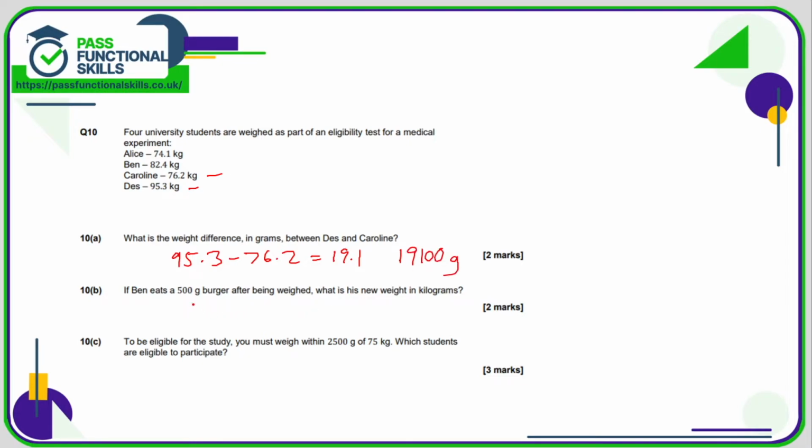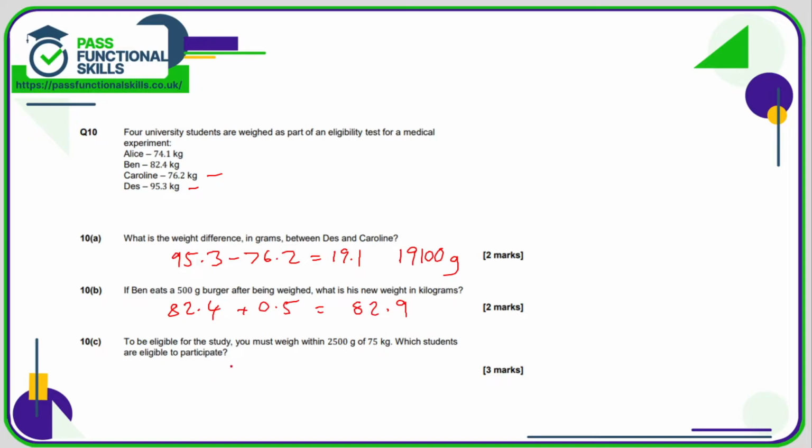If Ben eats a 500 gram burger after being weighed, what's his new weight? So his weight is 82.4. 500 grams is half a kilo, so that is 0.5 kilos. So if you add these together, we get 82.9.